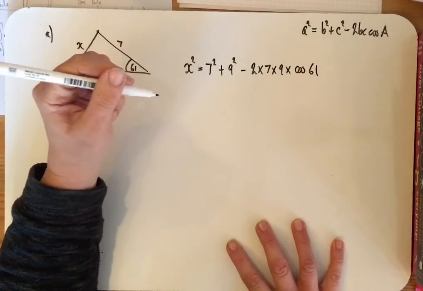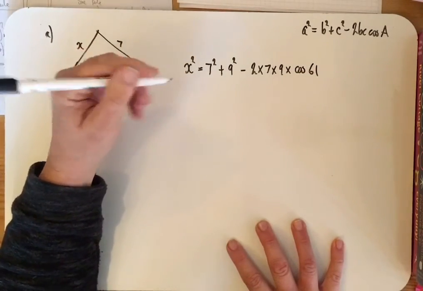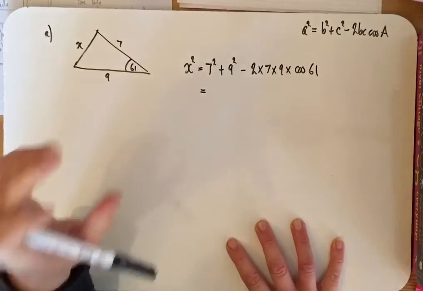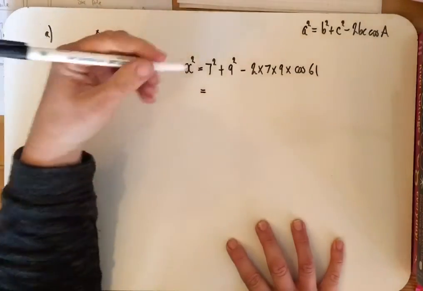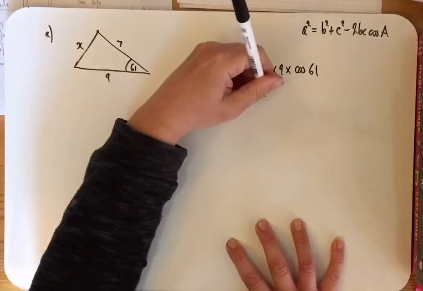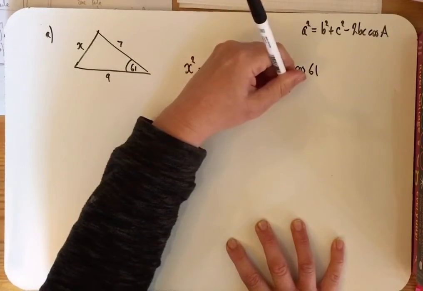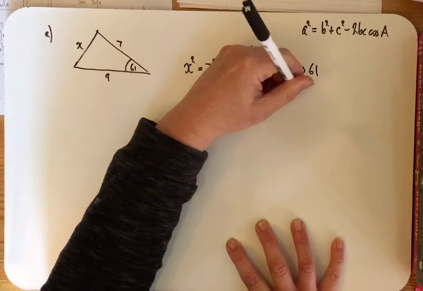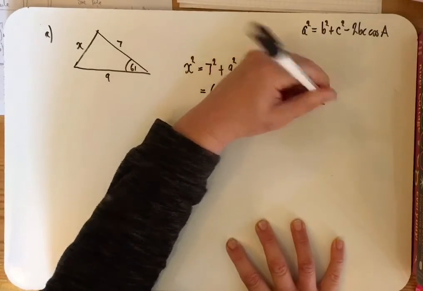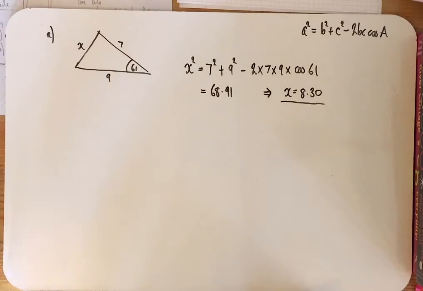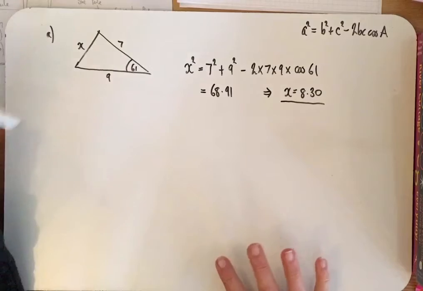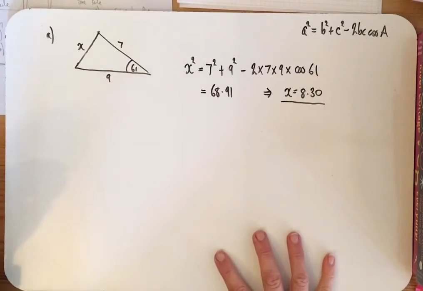The only mistake I see here is BIDMAS, in all honesty. Your calculator follows BIDMAS perfectly, so you can just pop that into your calculator. x squared comes out as 68.91, and then square rooting, x is equal to 8.30. It's always worth looking at your answer and seeing if it looks reasonable. It's not the best drawn triangle, but 8.3 seems like a reasonable value for x.